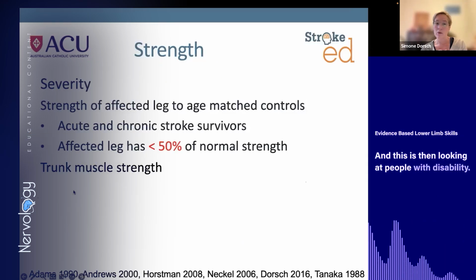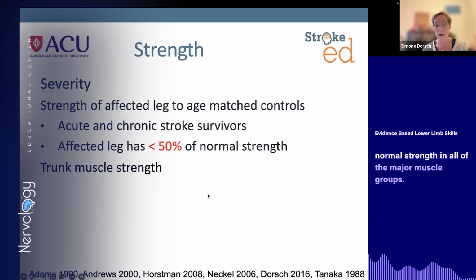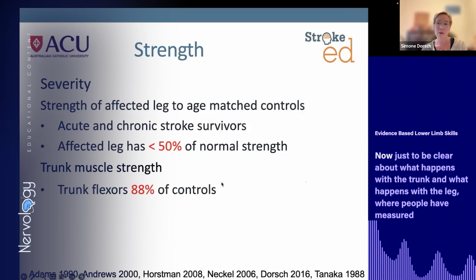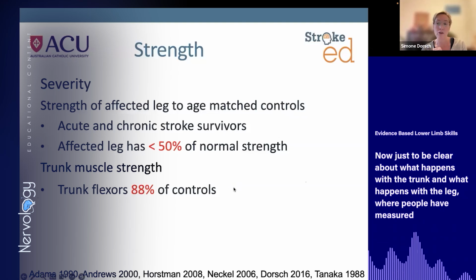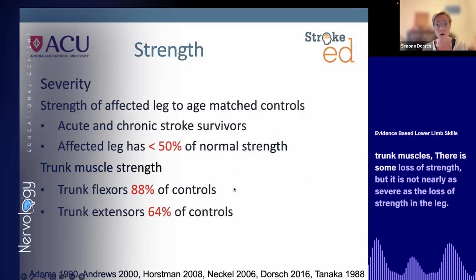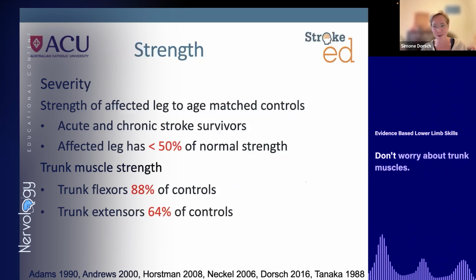And this is then looking at people with disability. So in people with disability after stroke, in measurements of their affected leg, it usually has less than 50% of normal strength in all of the major muscle groups. Now, just to be clear about what happens with the trunk and what happens with the leg, where people have measured trunk muscles, there is some loss of strength, but it is not nearly as severe as the loss of strength in the leg.